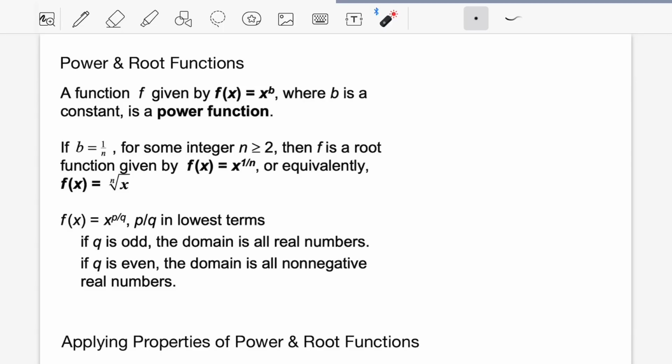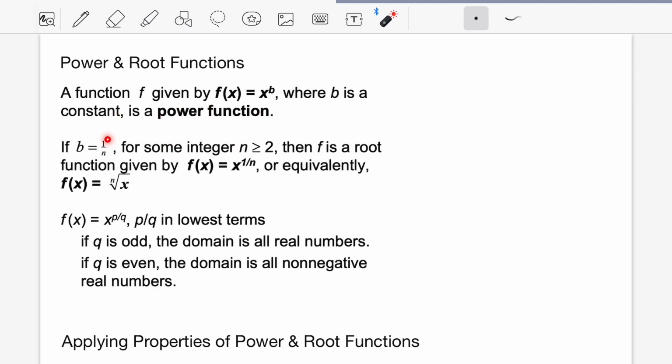In this video, we're going to go over sections 5.4 and 5.5 from our textbook, which goes over properties of power and root functions and how to solve them. So we'll start off with a function f, which is given by f of x equals x to some power b, where b is a constant, is called a power function.